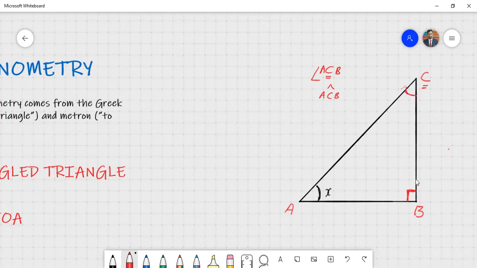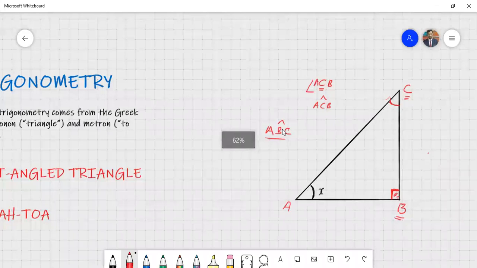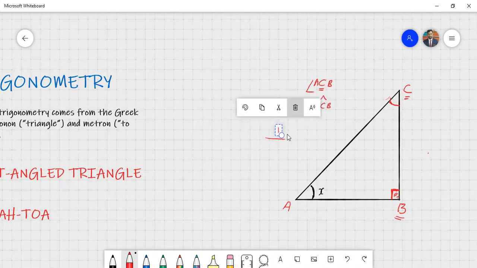Now if we say ABC, let's suppose this is another angle. The middle letter is B, so when we write ABC, we are expressing this angle B. This is how we express the angles and the sides. So the shape which has three sides and three angles is known as the triangle.